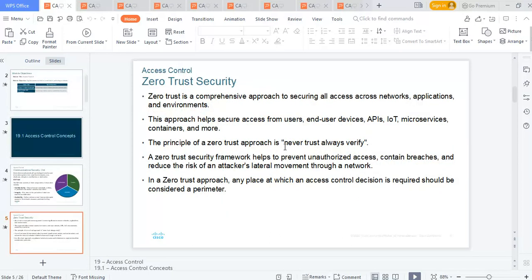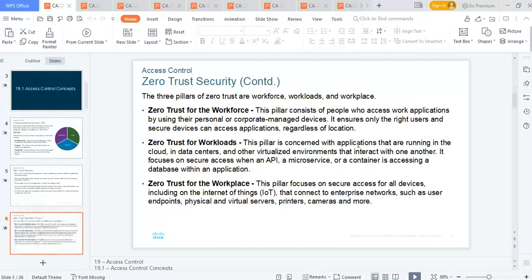Zero trust security. The concept of zero trust security is that you don't get to trust anyone. You never trust, you always verify. That's the principle of zero trust. So you see this approach in most security services, in most web apps, network apps, cloud apps. Zero trust is a comprehensive approach to securing all access across network, application, and environment. You don't want to assume that you know someone. You want to always verify at every point in time. So you can have zero trust for the workforce, for your workload, for your workplace.